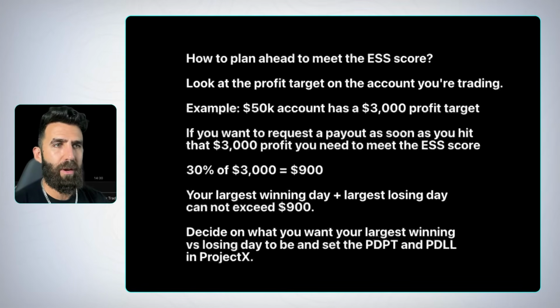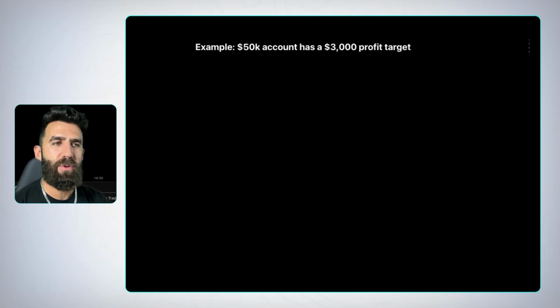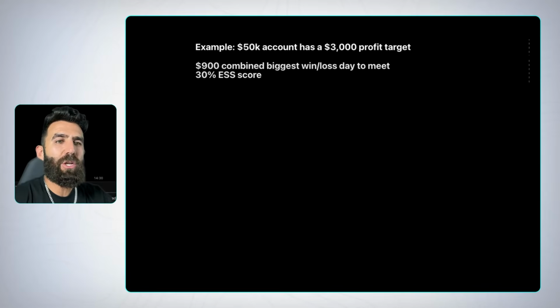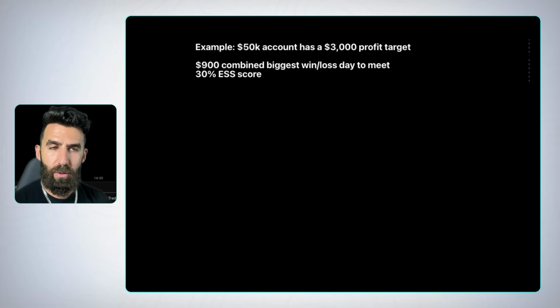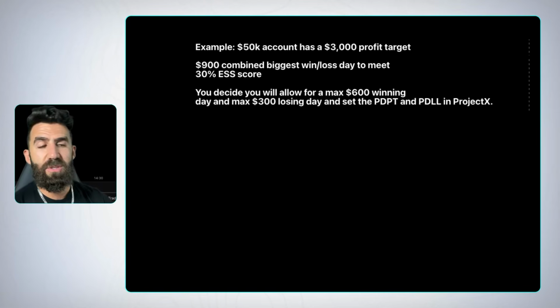Let's look at an example here, right? Here we go. Same thing. We have our 50K account, $3,000 profit target. We can't go over $900 combined, win or loss, to meet that 30% equity stability score. You decide you're going to aim for a $600 winning day and a max $300 losing day, right? So your personal daily profit target, the most you're going to put up is $600. You can put up less, right? But the most you're going to put up is $600. And you say, my worst day is going to be capped at $300.